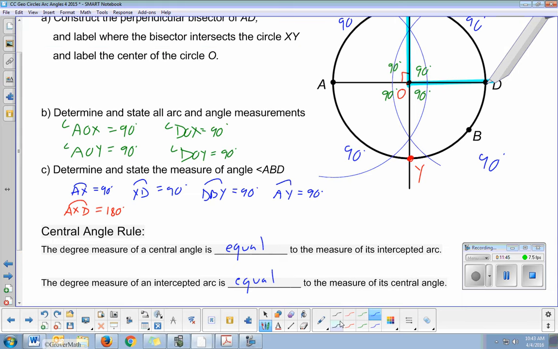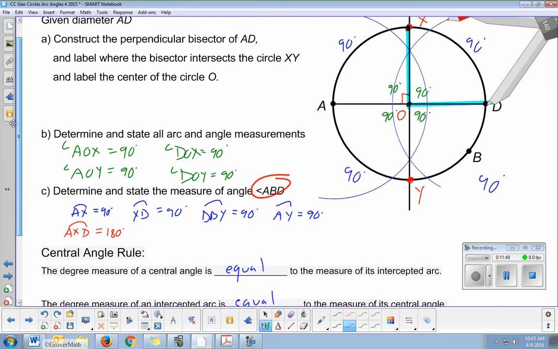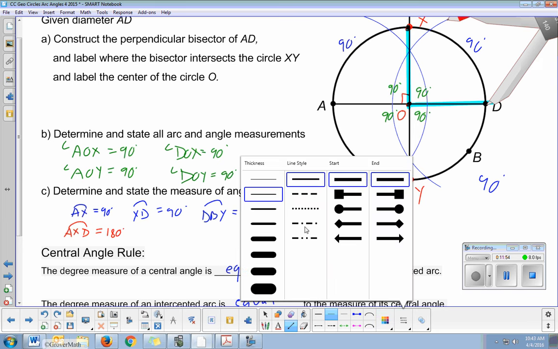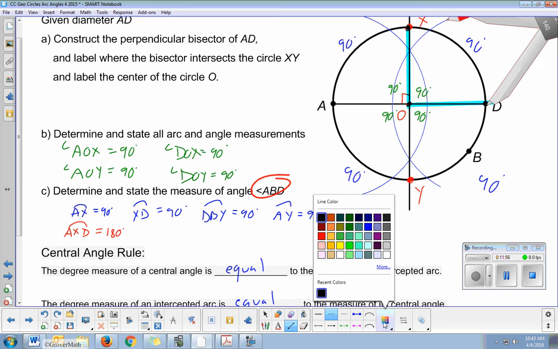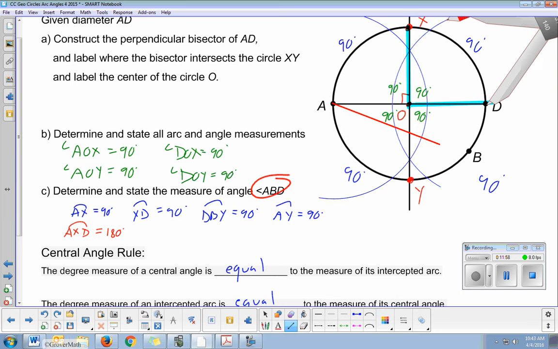All right, but let me go back to this question here. Angle ABD. What's angle ABD? We don't even have that angle drawn, so let's actually draw it. So I'm going to draw a line here. I'm going to use a different color to really emphasize this angle, angle ABD. What do you think that angle is?